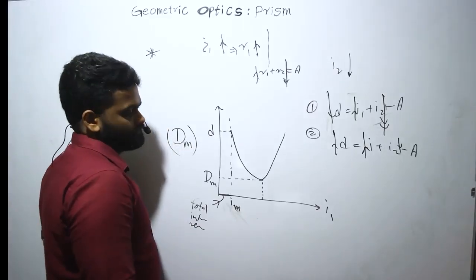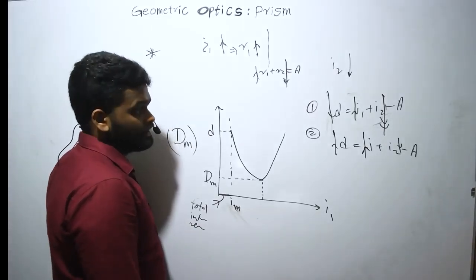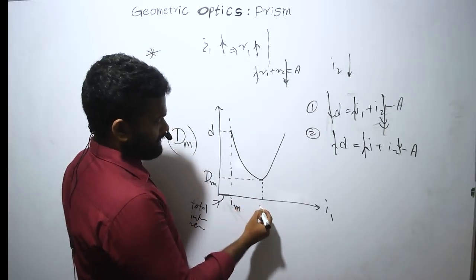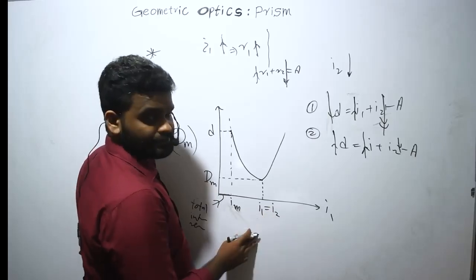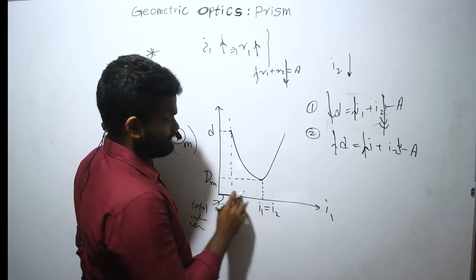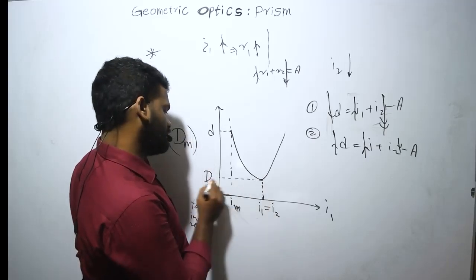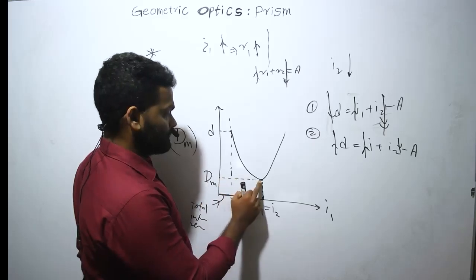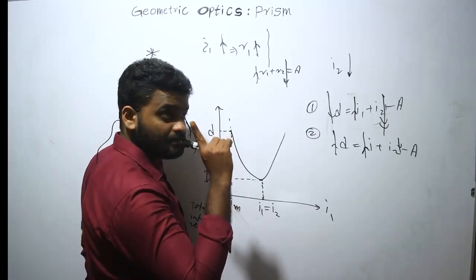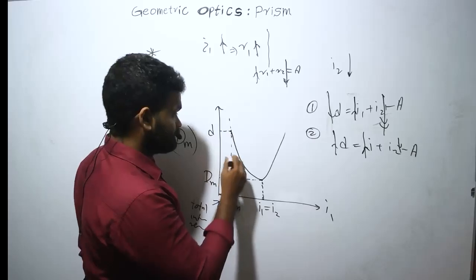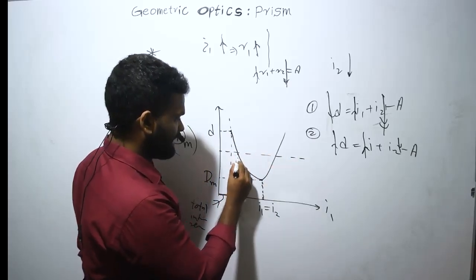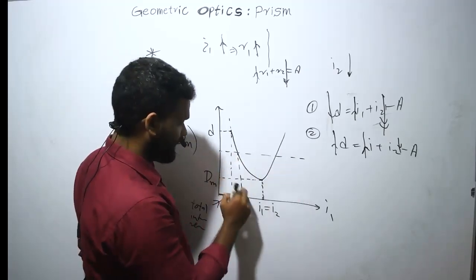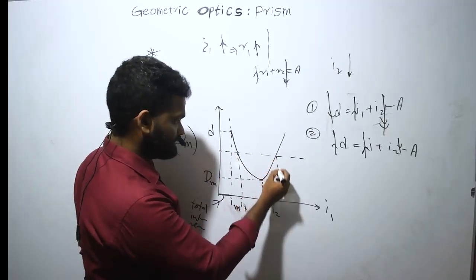If you don't understand, refer to that again. And another thing is, at this value, I1 and I2 are equal at the minimum angle, because we have the same dm. You can understand that by the reversibility law. For one angle of deviation, you have two angles: one is I1, the other one is I2.